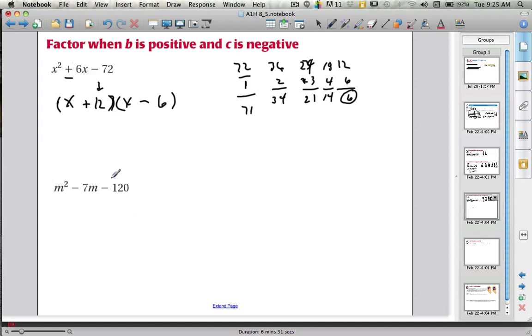Okay, and this is a very similar case. I've got the minus sign here at the end, which means that one is a plus and one is a minus. I know that m times m makes m squared. And I want factors of 120 that have a difference of 7, but now you see it becomes negative 7, so the bigger number has to go with the minus sign. So 120 with a difference of 7.